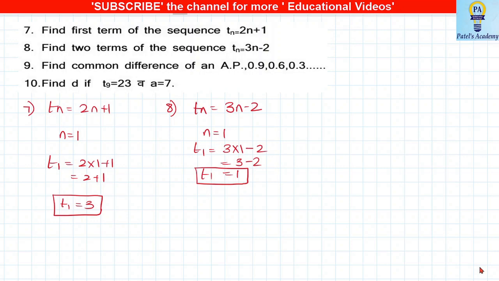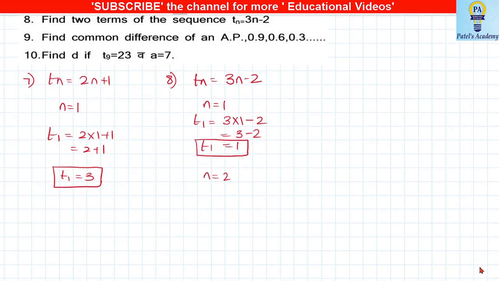You have to find out two terms. So now the second step, I will put n equal to 2. If I put n equal to 2, T2 equals, instead of n I am substituting 2, so 3 into 2 minus 2, that is 6 minus 2, that is 4. So T2 is nothing but 4. We got the second term also.